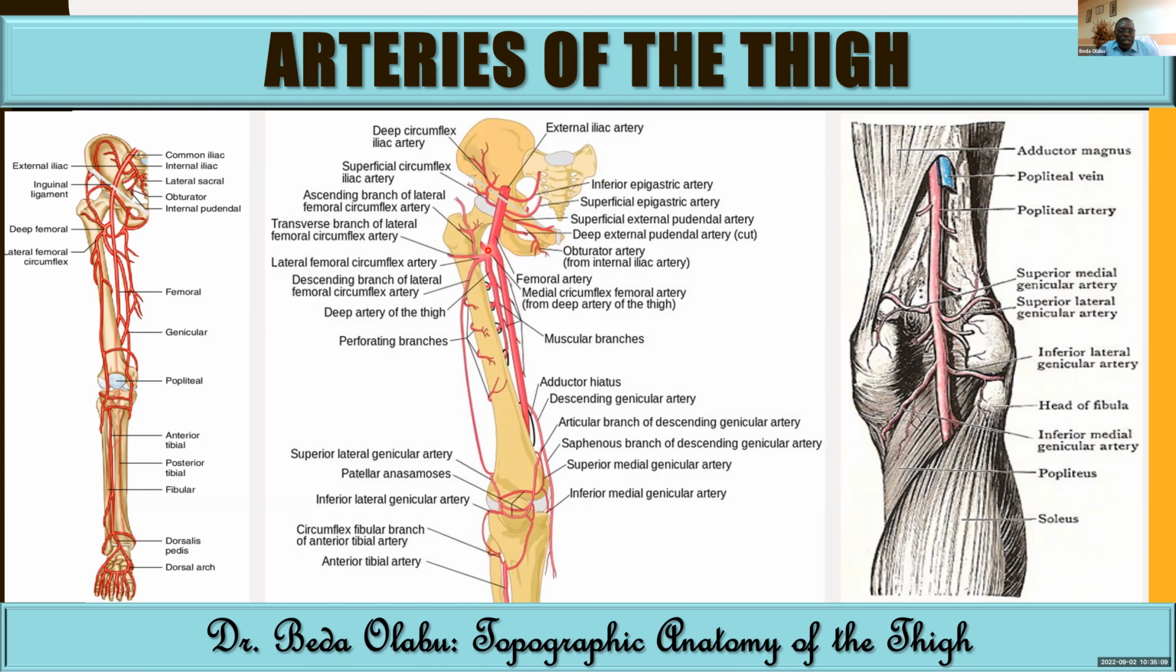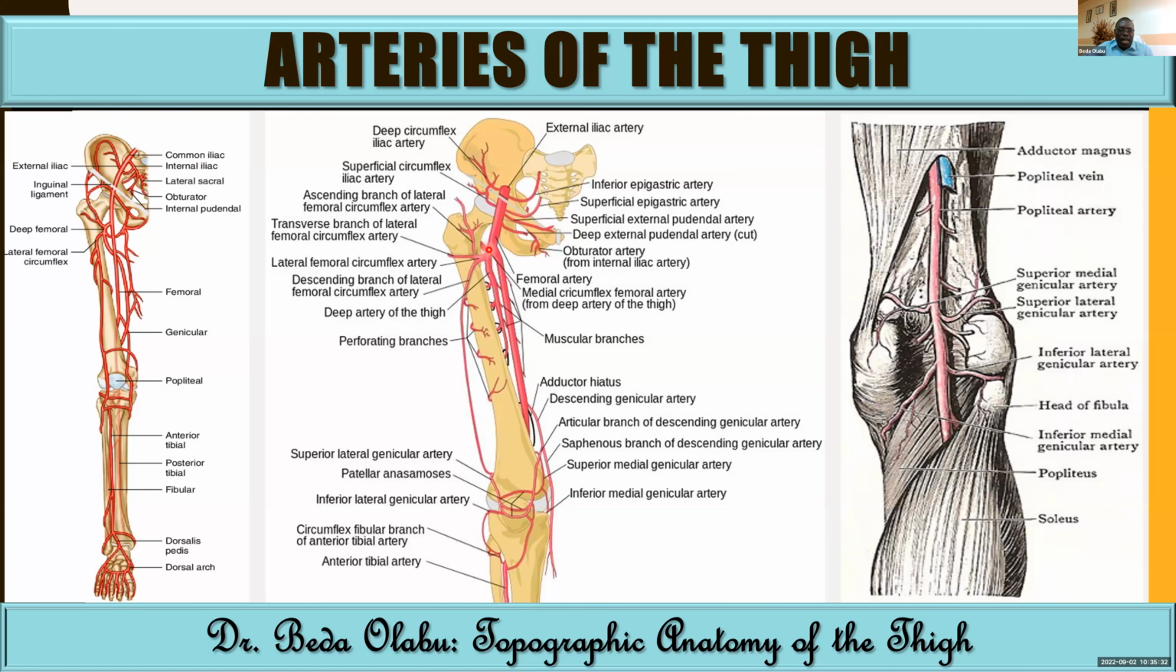But there's much story in the deep femoral artery. The deep femoral artery, which we also call the profunda femoris artery, is the main artery that supplies the structures in the thigh. So this is the main artery of the thigh. It supplies the structures in the thigh. It gives you a number of branches.